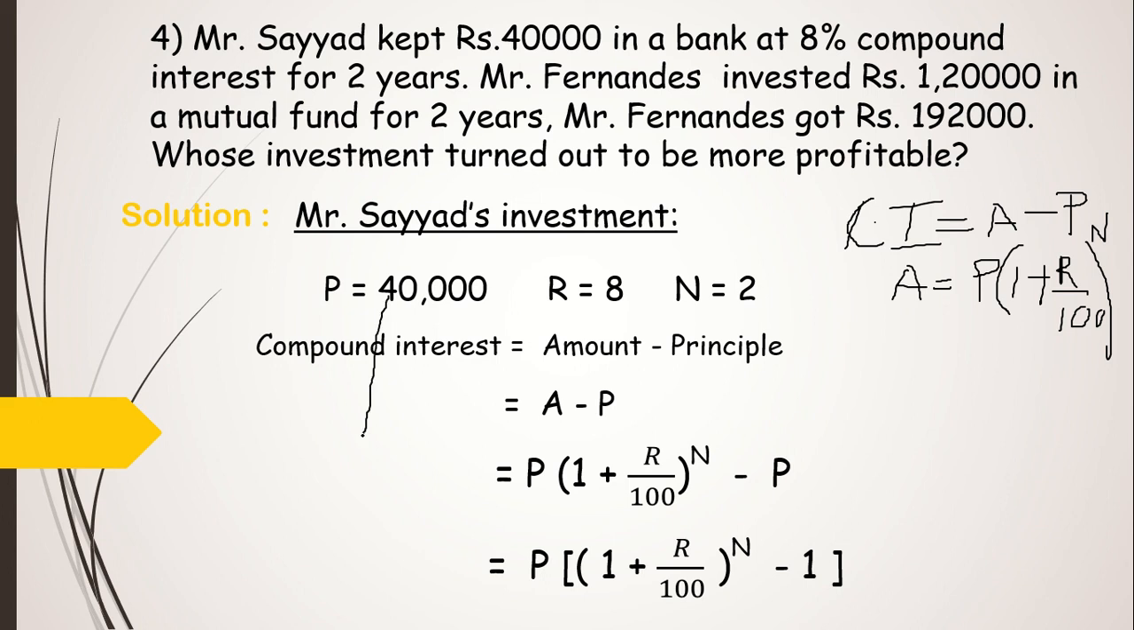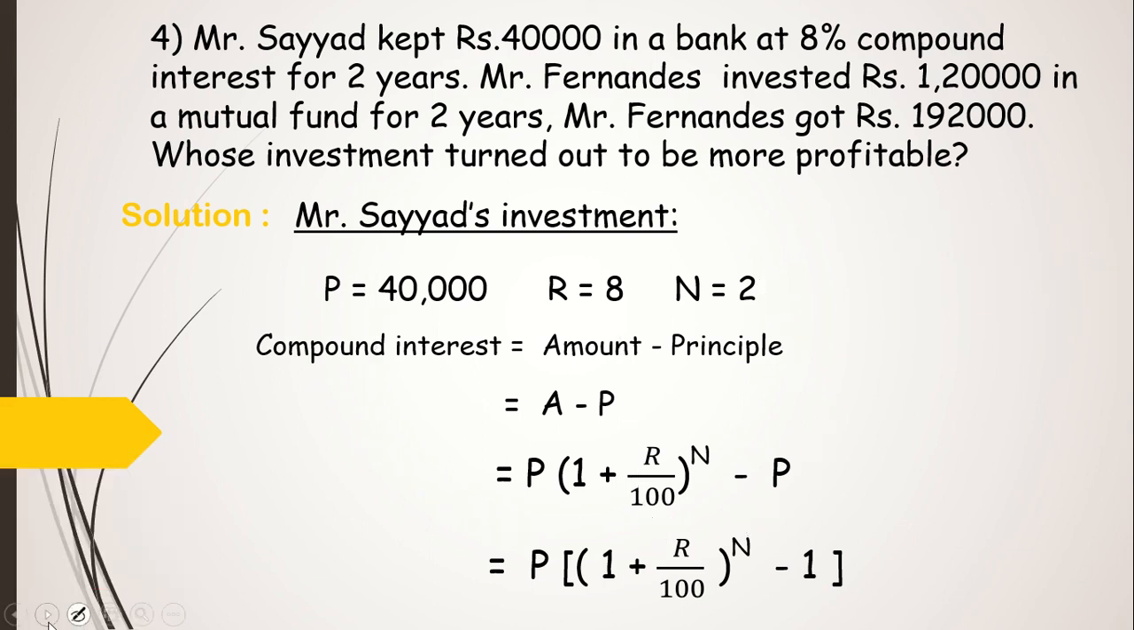Now, what we are going to do? Just substitution. In place of P, I'll be putting 40,000. In place of R, I'll be putting 8. And in place of N, I'll be putting 2. So here in the formula, I just have to substitute. That's it. This was the formula for compound interest. So we just substitute. After substitution, we get this. Now we will just cross multiply here. 100 ones are 100. 100 plus 1, 108. So that's 108 upon 100 we will get.